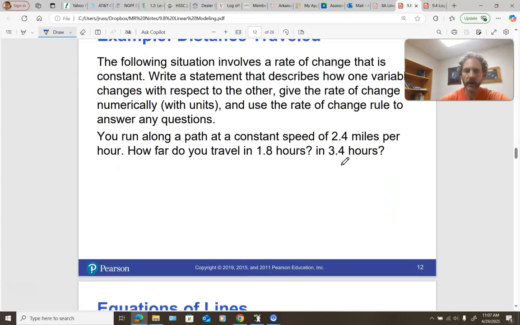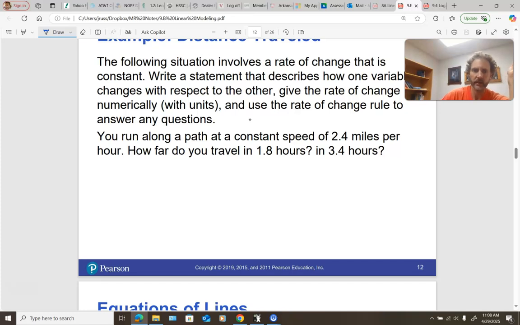So this says you run along the path at a constant speed of 2.4 miles per hour. How far do you travel in 1.8 hours or in 3.4 hours? Well, what's happening here, guys, is the distance that you've traveled or that you've run is dependent upon the time that you've spent running. Okay, that makes sense.